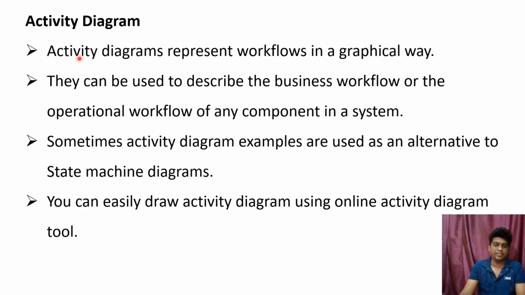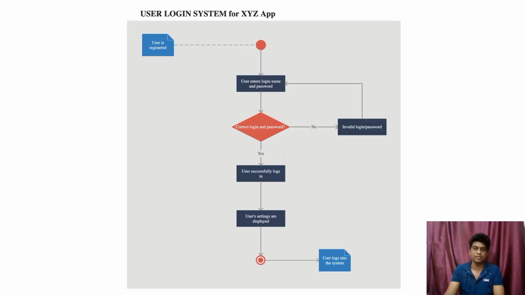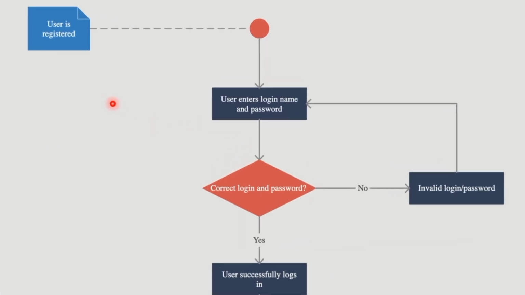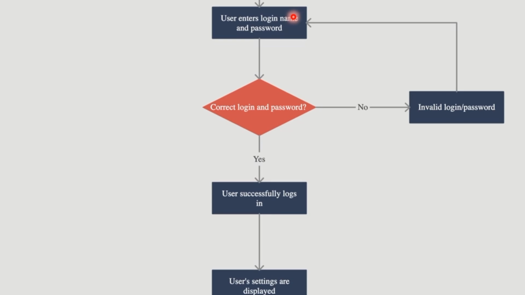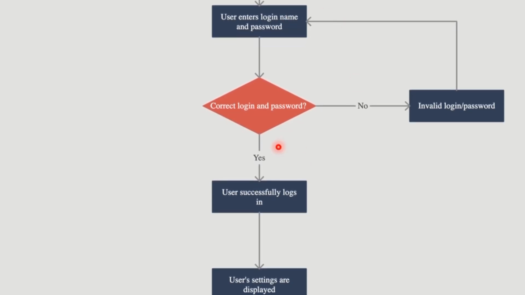Then the next type is the activity diagram. It illustrates the flow of control in a system. Here we model the sequential and concurrent activity using this activity diagram. An activity diagram always focuses on the condition of flow and the sequence in which it happens. For example, here a user login system for a particular app is going on. When a user is registered, he enters the login name and password. If it is false, it returns back to the original page and asks the person to enter the details again, or else he logs in successfully.